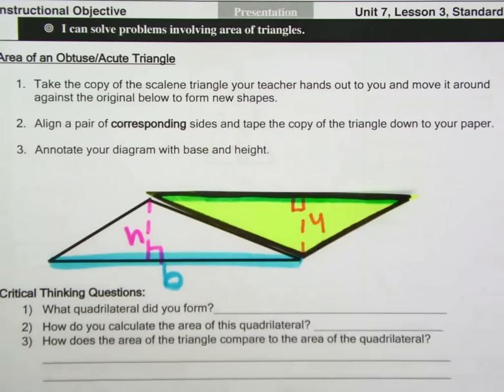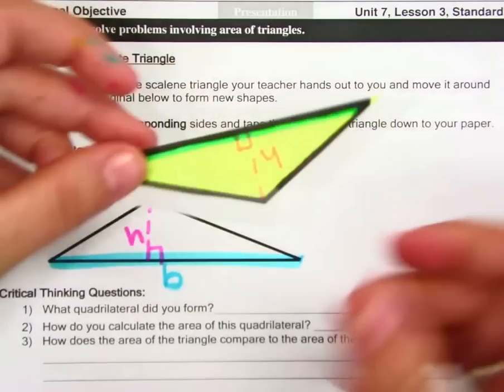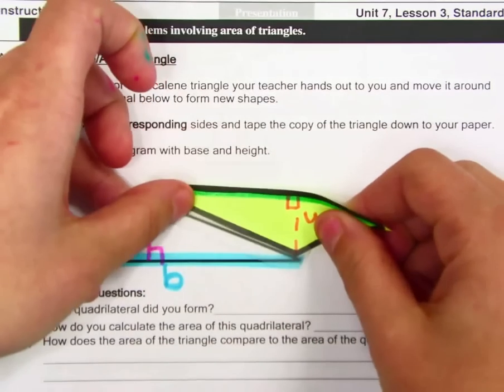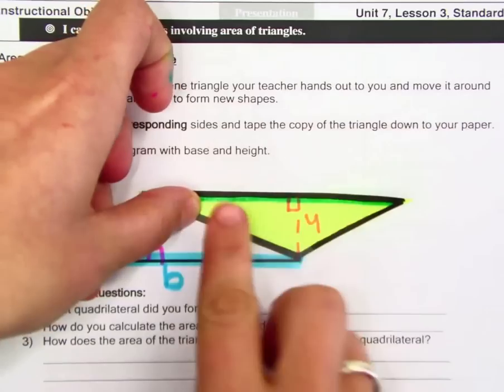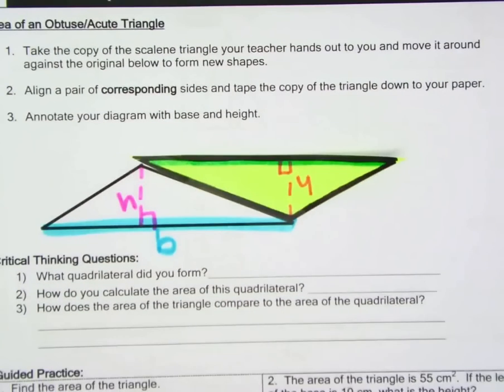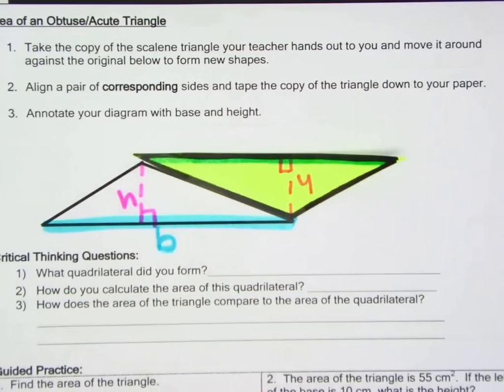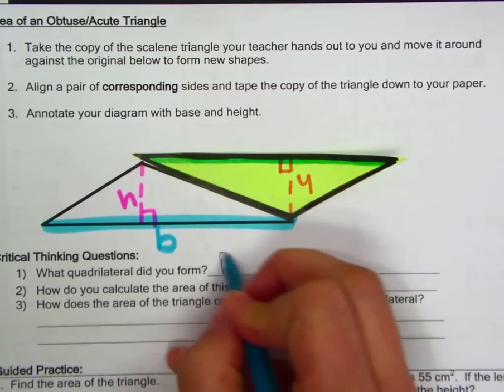And then we're going to tape it down. So let me go ahead and quickly tape this down. Tape this to here. All right. So the question becomes, what quadrilateral did we form? So what you should see is that we've formed a parallelogram.